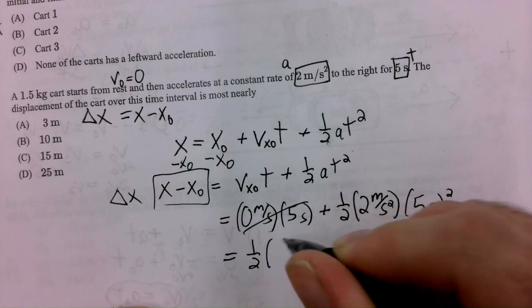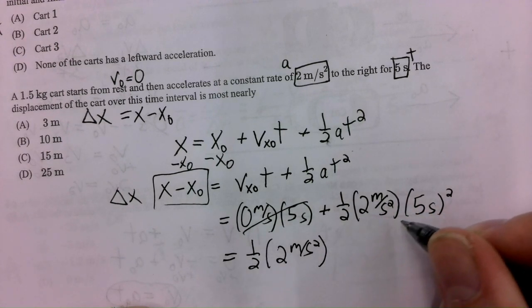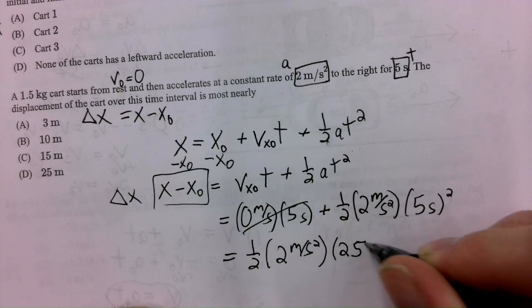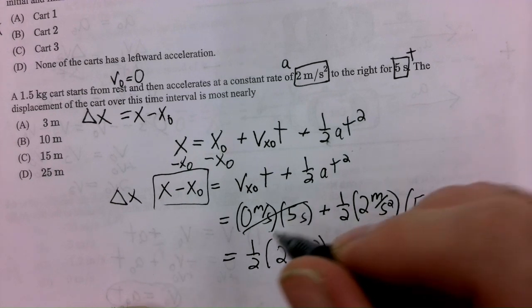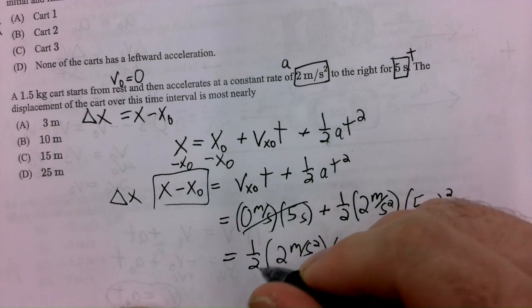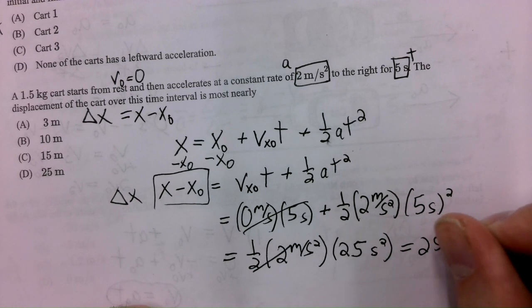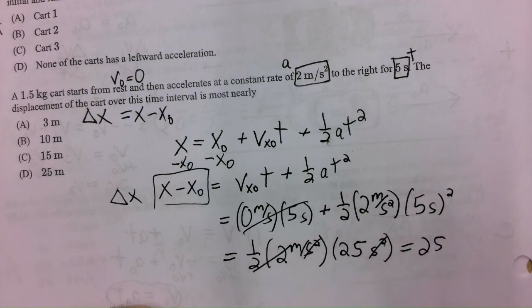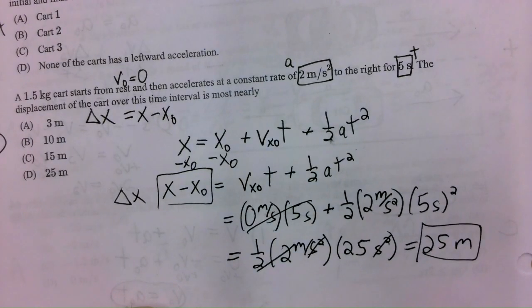1/2 times 2 meters per second squared times 5 seconds squared is going to give you 25. We square the units as well, so 25 seconds squared. And we have 1/2 times 2, that's 1, and then 25 meters divided by seconds squared times seconds squared. That cancels out, and we're left with 25 meters, which is choice D.